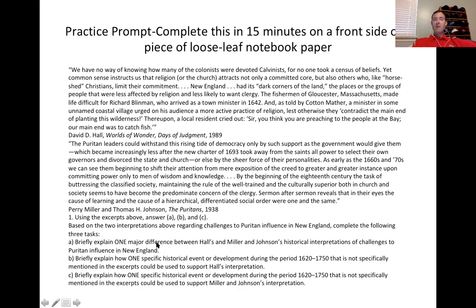Briefly explain one major difference between Hall's and Miller and Johnson's interpretation of Puritan influence in New England. Again, they're writing about the exact same time period. Briefly explain how one specific historical event or development during the period 1620 to 1750. So what is this? Time period 2. But keep in mind, this is a lengthy period of time within that time period. So there's a lot of different ways that you can address that within that spectrum of time.